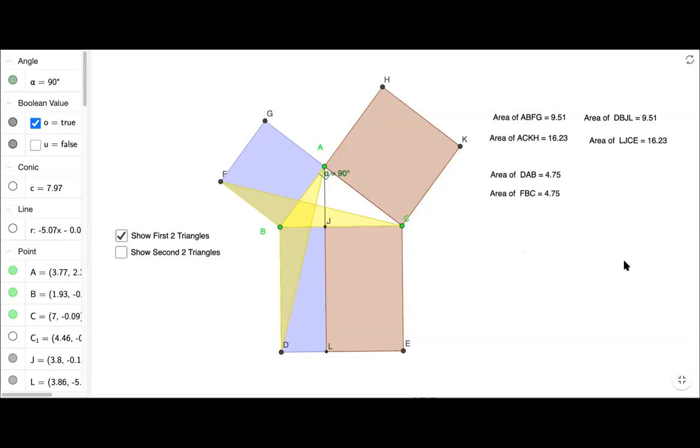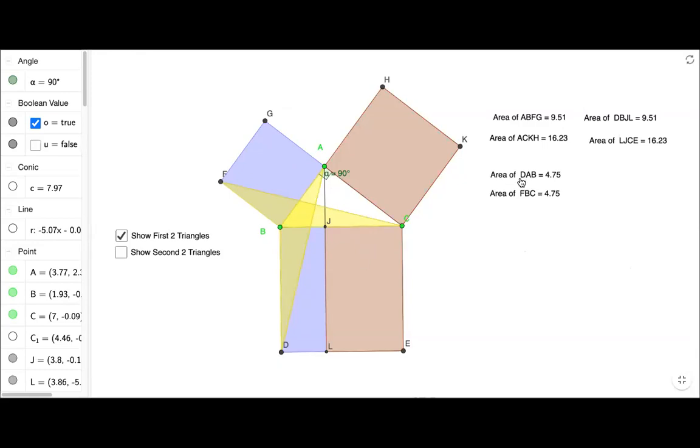That's right. They're all half the area. This one, FBC, is half the area of the square, whereas ABD is half this rectangle here.